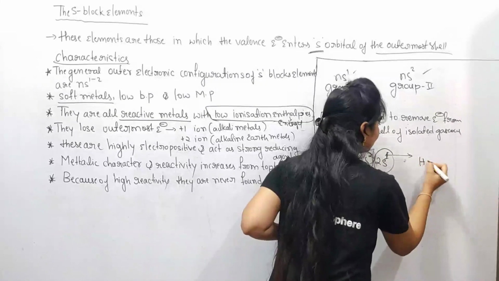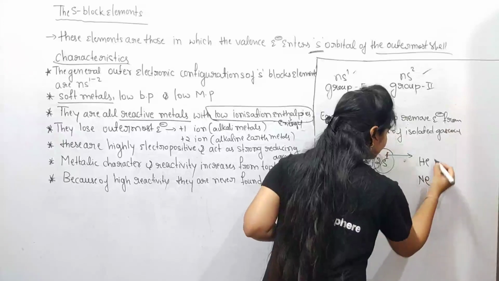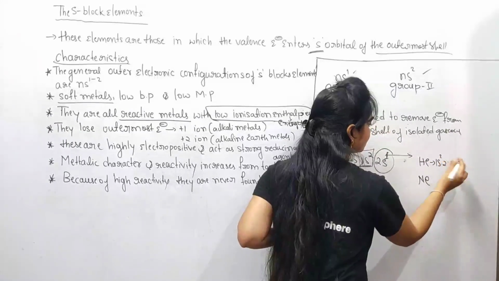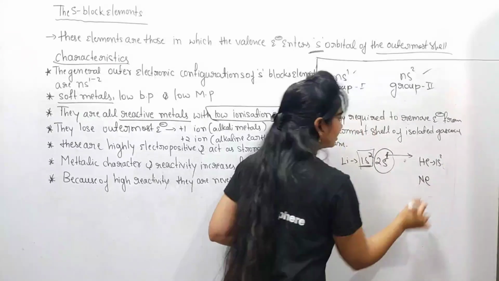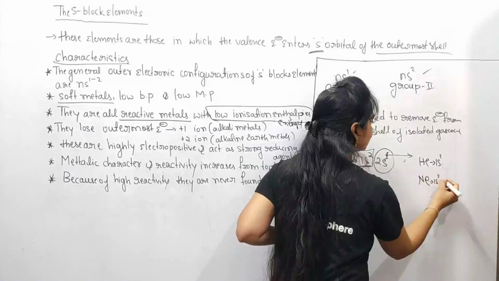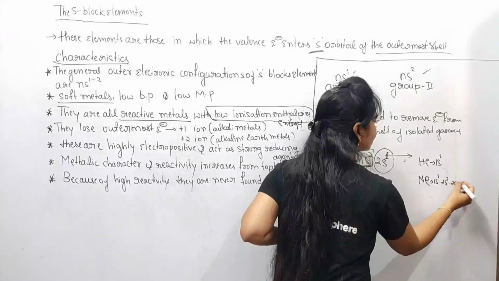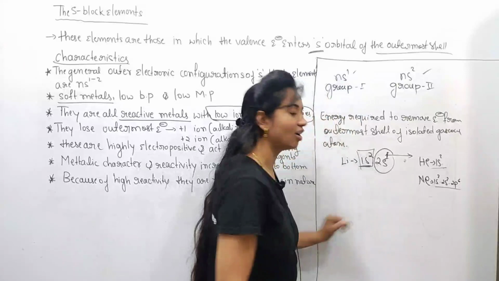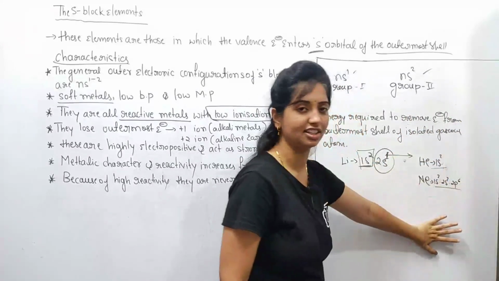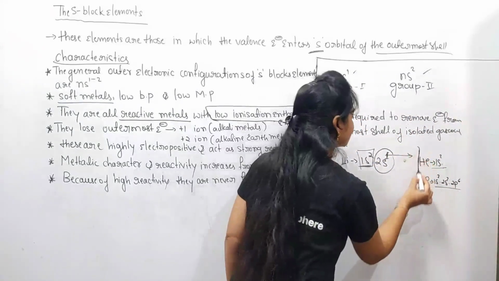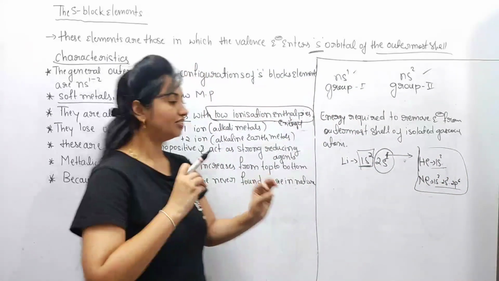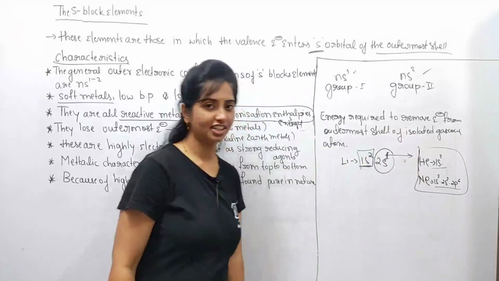It means that completely filled orbitals are stable. Just consider helium and neon. Helium has the electronic configuration 1s2 and neon has the electronic configuration 1s2, 2s2, 2p6. Just observe, all shells and all orbitals are completely filled here. So this is called a stable configuration, and all elements wish to attain this stable configuration.